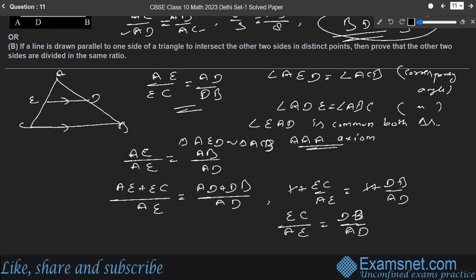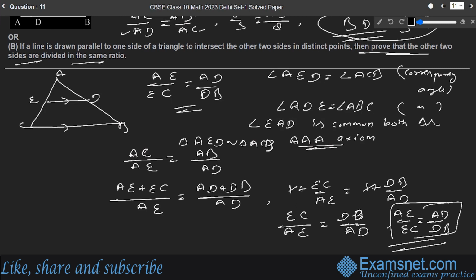This is what we get, and that is nothing but equal to AE by EC is equal to AD by DB, and that's what was required to prove. AE by EC is equal to AD by DB. This is because the question says, prove that the other two sides are divided in the same ratio, and the other two sides AE, EC are having the same ratio as AD and DB. So that has been proved using the similarity concept.